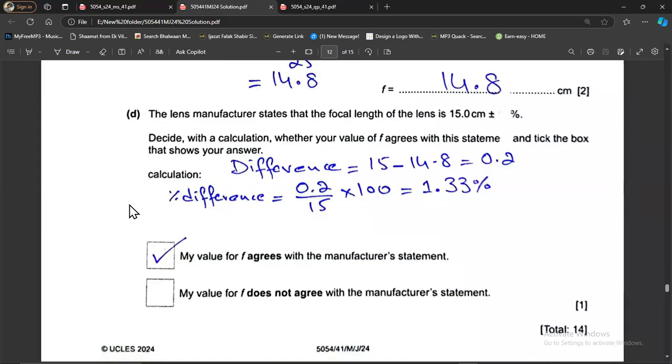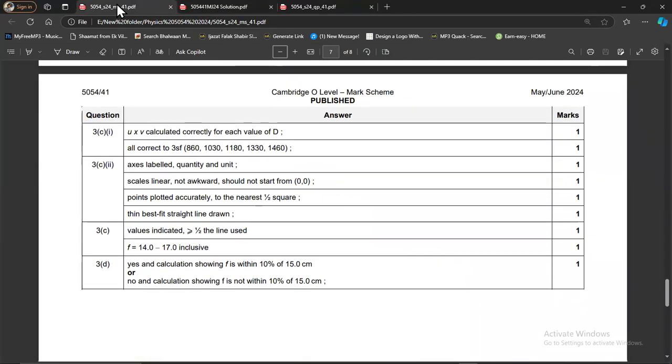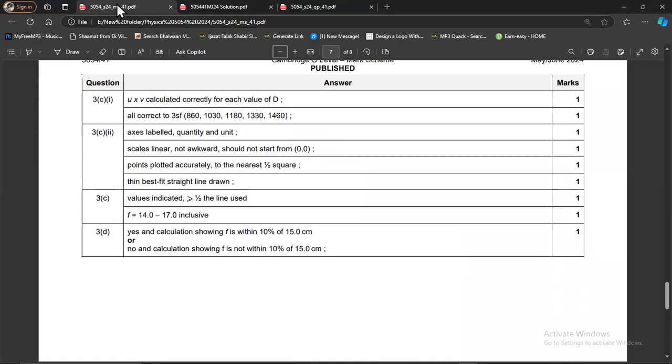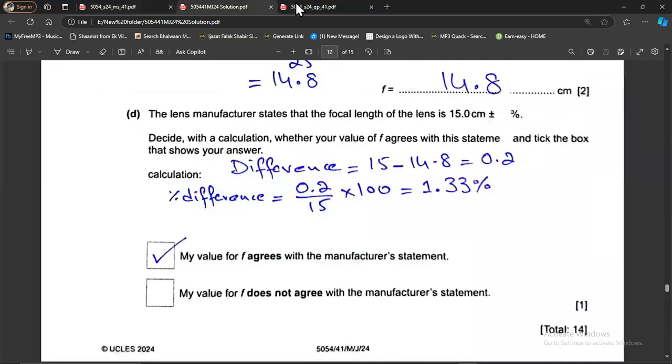So this is within the 10%. So my value F agrees with the manufacturer. So I will put a tick here. Our difference is only 1.33%. Okay. So hopefully you can read this. My answer.